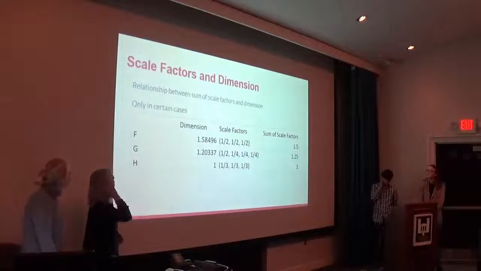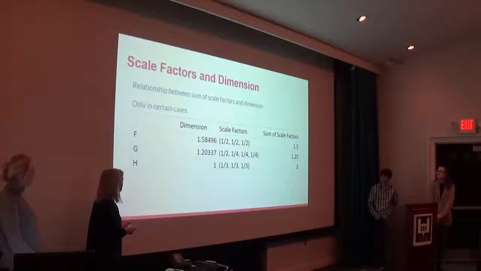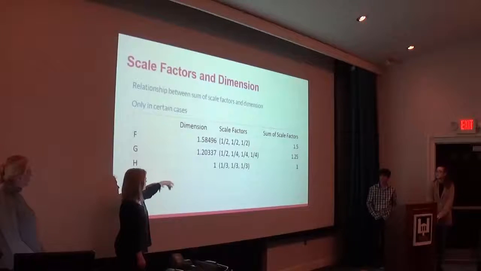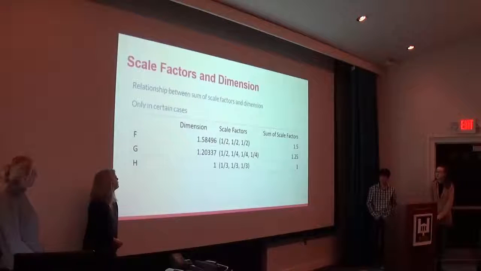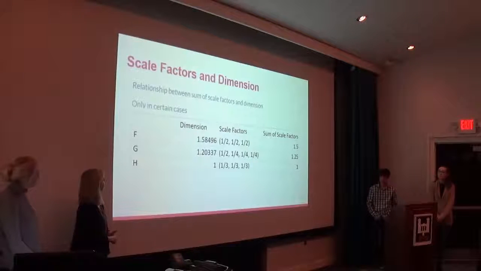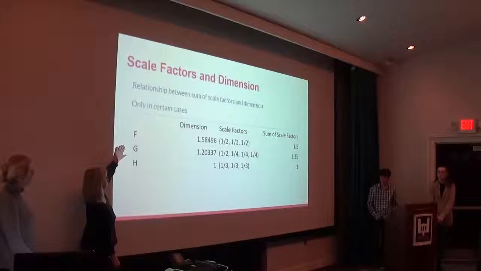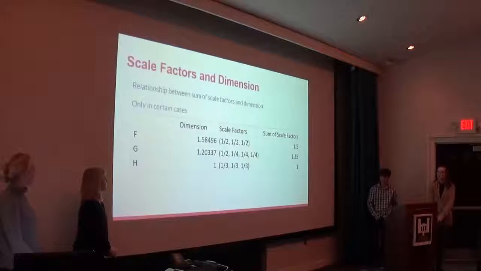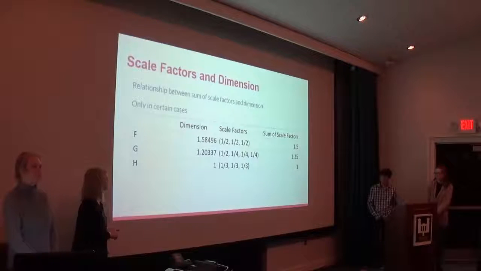So one thing we found that was interesting was that the scale factors and the dimension were related. So the approximation of the dimension is very similar, as you can see, to the sum of the scale factors, and we're not sure exactly why that happens, but from what we've found, it only happens with the single fractals and not with the convolutions. And we're looking into how dimension and scale factors relate in the convolutions.